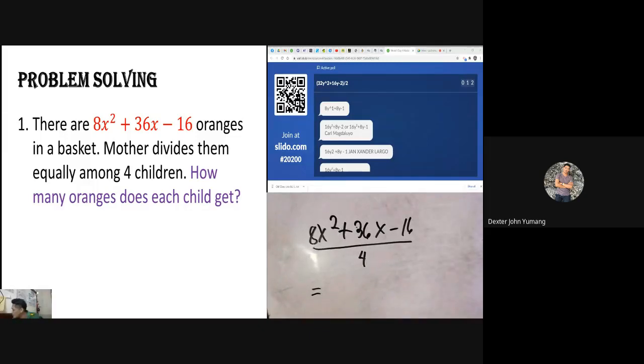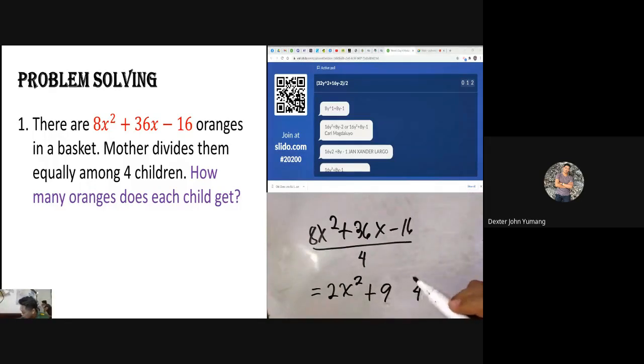Angel, okay, as well. Okay, let us just post your answer. Pearl is 2x squared plus 9x minus 4. Okay, let us reveal now. So 8 divided by 4, that is 2. Then, wala man po partner si x, so therefore, just bring it down. Then, proceed tayo. 36 divided by 4, that is 9. Tapos nag-18, 36. That is 36, so 9 ang answer. Then 16 divided by 4, that is 4.